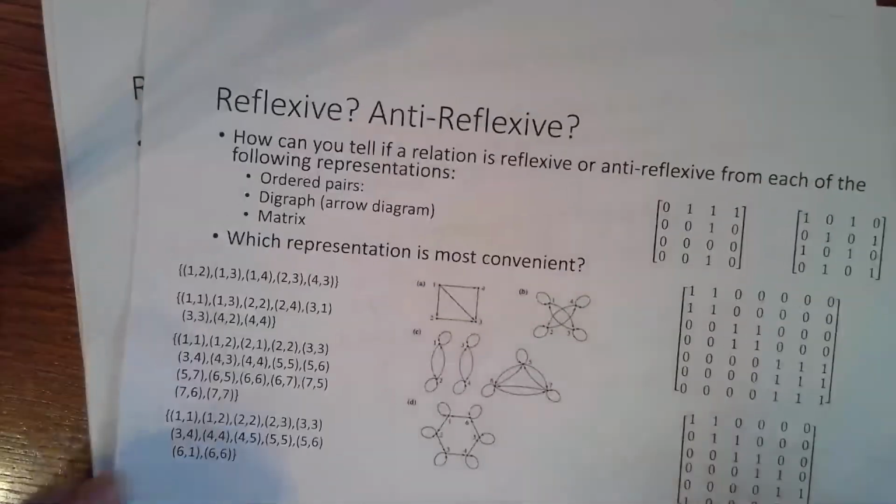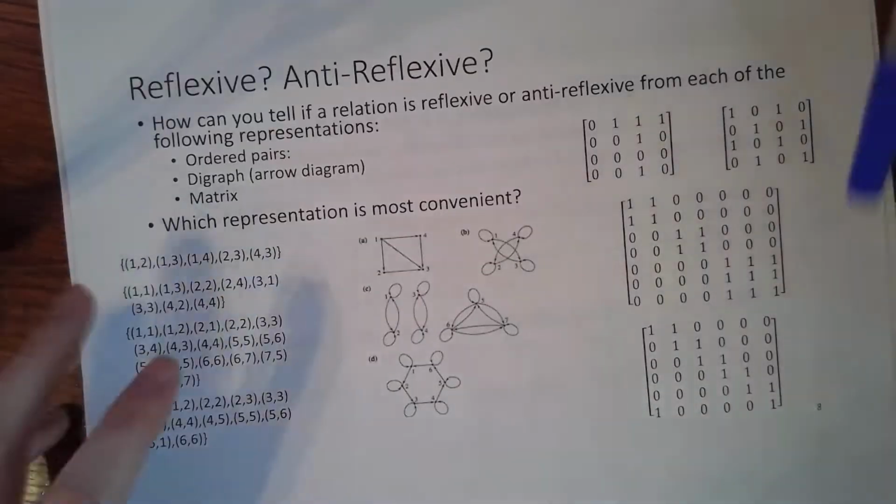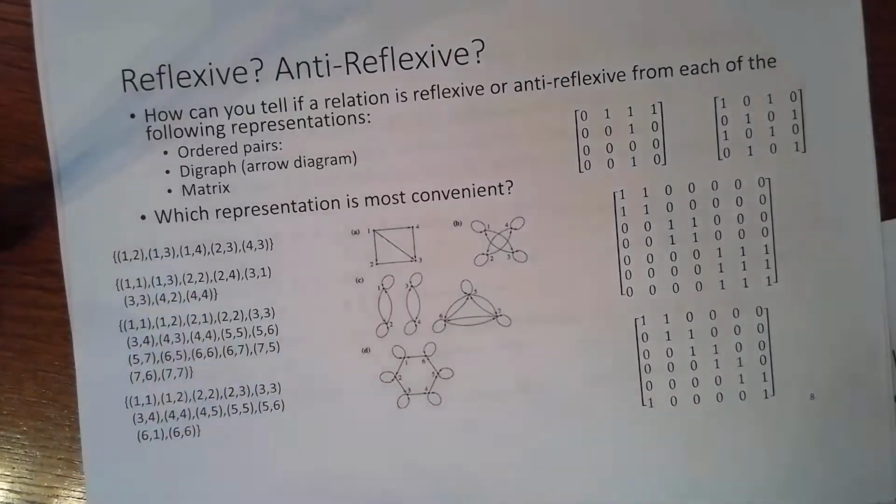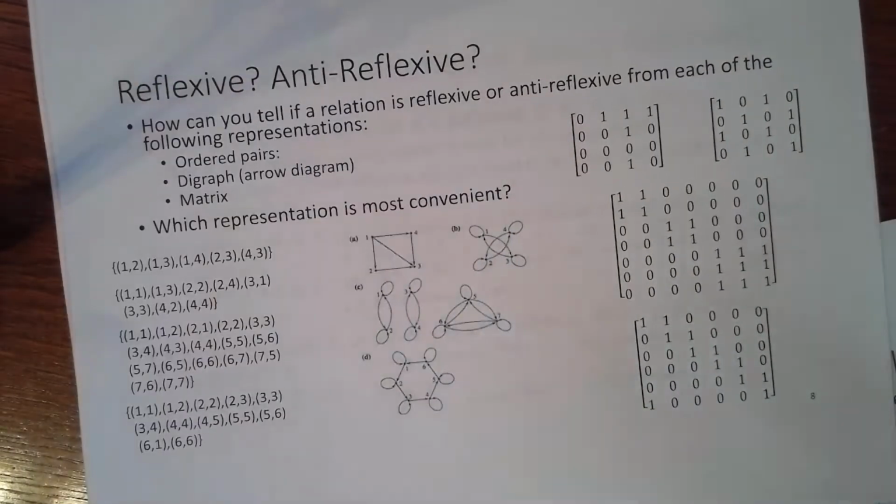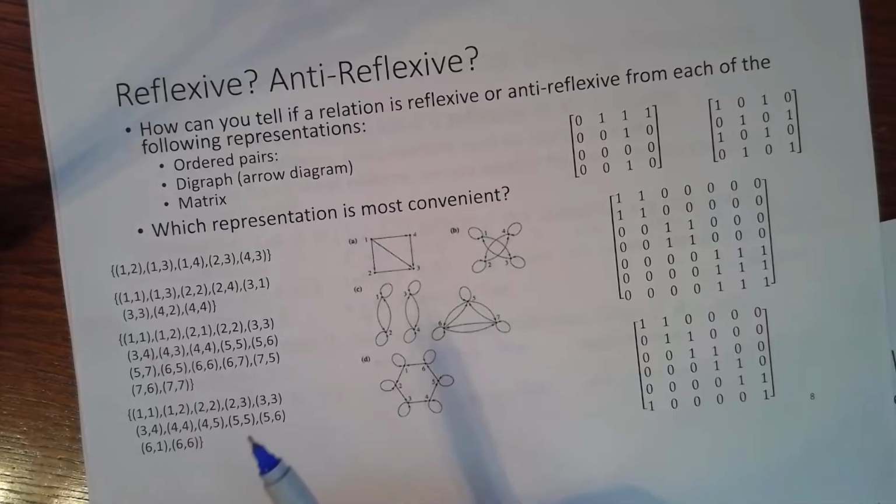Let's look at some examples. We know from the previous section that there are 3 different ways to represent a relation: using ordered pairs, using a digraph, or using a matrix. Let's say we were given various representations and we wanted to ask whether this is reflexive or anti-reflexive. How could I quickly look at the representation and determine that? Let's start with the ordered pairs. For being reflexive, I have to have ordered pairs in which the first and second elements are the same.